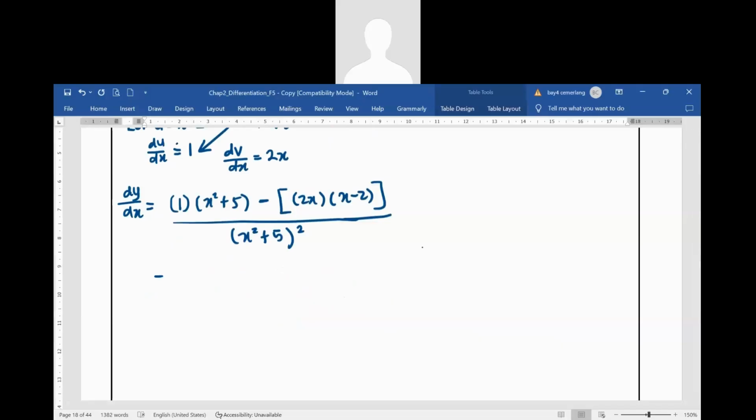And then, we settle this. X square plus 5 multiplied by 1, you get the same thing. Minus, okay, kita buat yang ni. 2x darab x is 2x square, but you got, wait, remove this, okay. 2x times x is 2x square, and you have a negative, so negative 2x square. 2x multiply negative 2 is negative 4x, and you multiply by this negative, so you should be getting 4x over (x square plus 5) square.